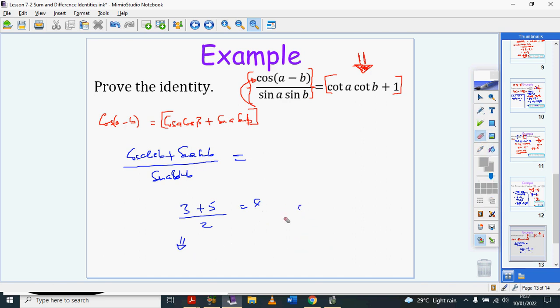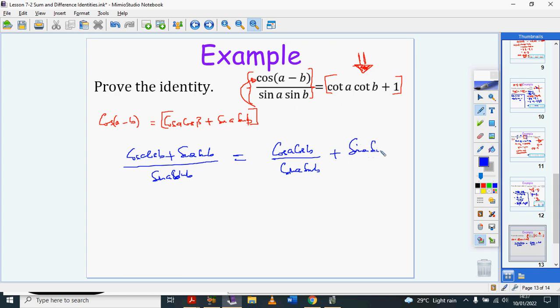So I'm going to break down that fraction in the second way. I can write this expression as cosine A cosine B divided by the denominator sine A sine B, plus sine A sine B divided by the same denominator sine A sine B. So I'm just splitting the fraction. And when you look at this split fraction, this numerator is the same as that denominator, so that's where the 1 in the expression comes from.